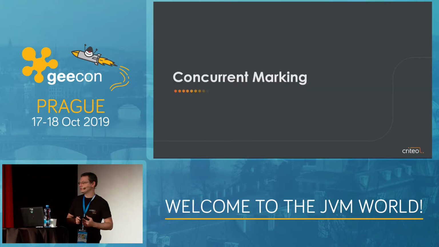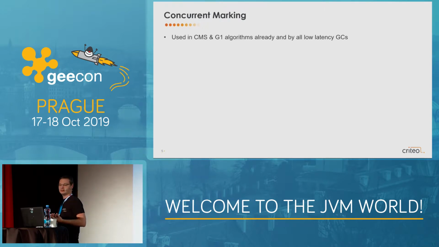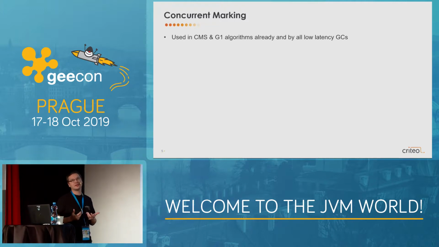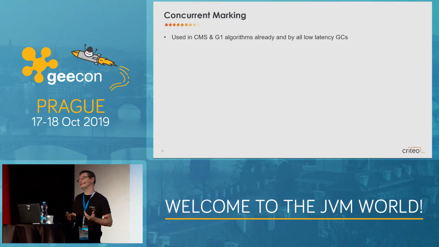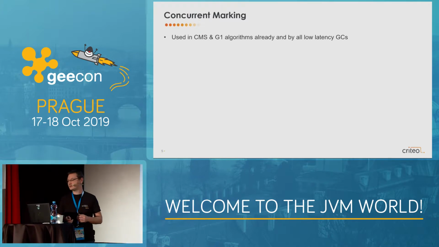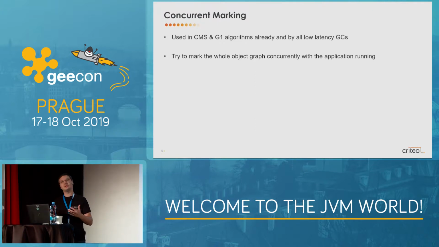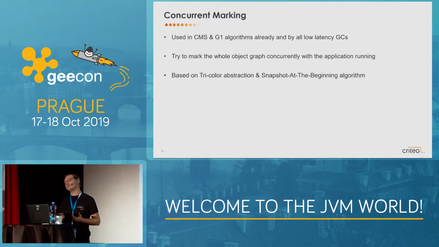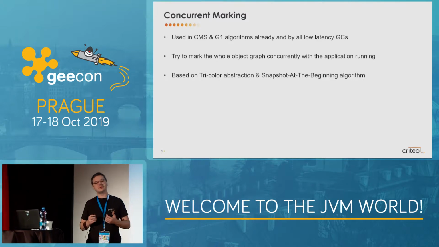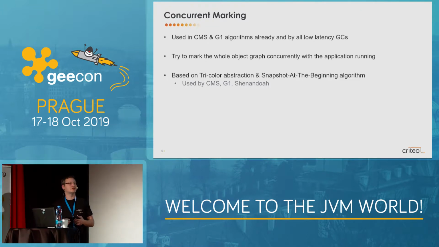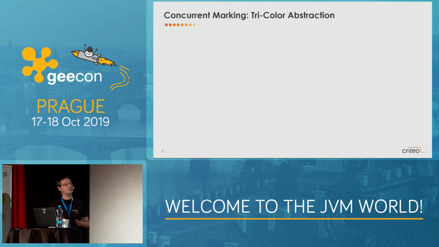Concurrent marking is not new. It's already used in CMS and G1, and it's a constant for all low latency GCs. This phase tries to mark the whole object graph while the application is still running. It's based on the tricolor abstraction and used with the snapshot-at-the-beginning algorithm. So CMS, G1 and Shenandoah use those techniques that we'll explain right now.